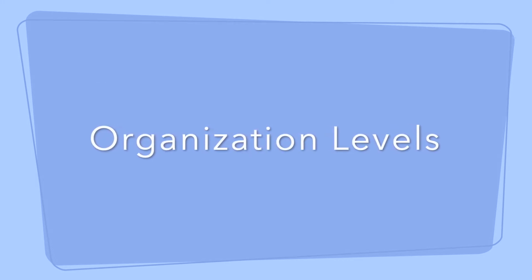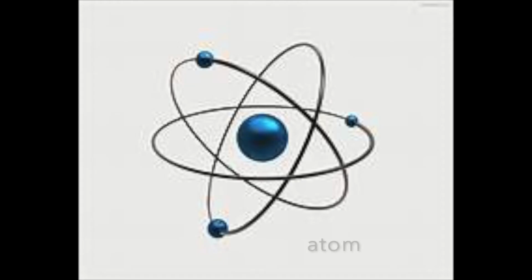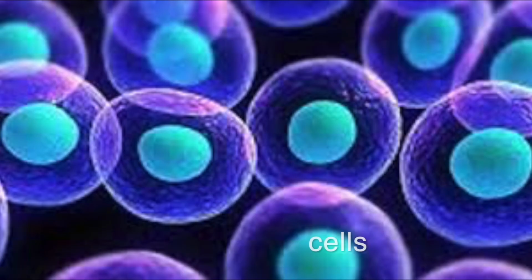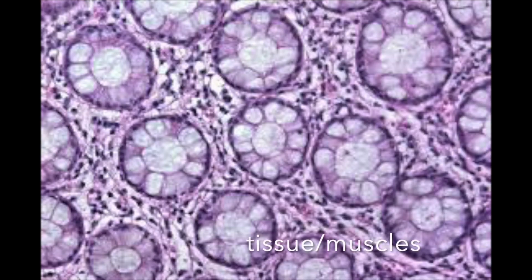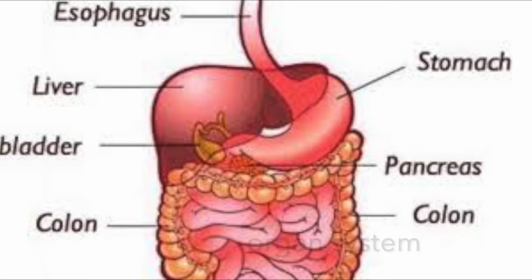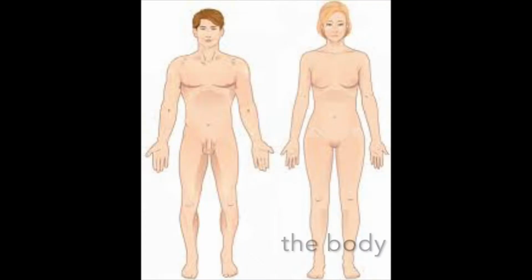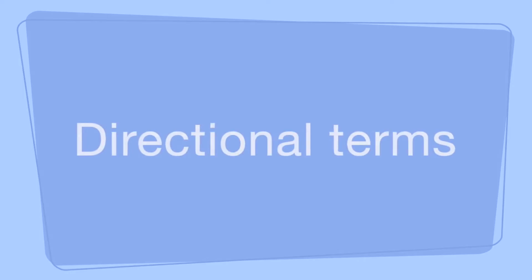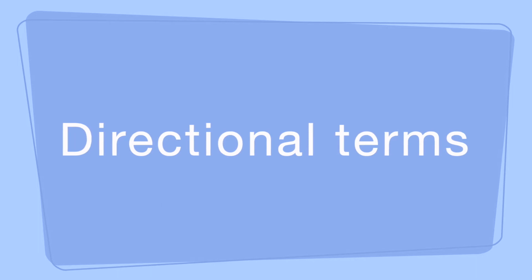Human bodies are comprised of different levels of organization. One of the smallest organization levels is an atom. If you have multiple atoms working together, then it creates cells. If you have multiple cells functioning together, then it creates tissues or muscles. And if you have multiple tissues and muscles functioning together, then it creates organs. And if you have multiple organs working together, then it creates organ systems. And if you have multiple organ systems working together, then it creates the largest overall organization level, which is the body.